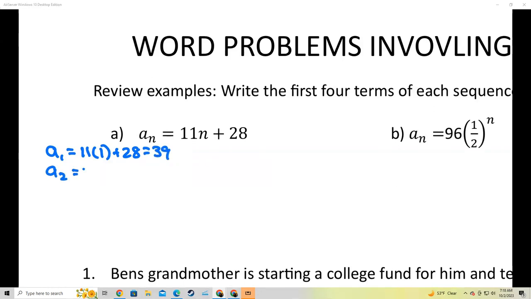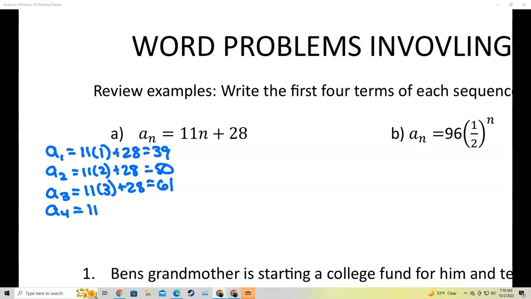To get my second term, I'm going to do the same thing. I'm going to substitute the 2, get a 50. For my third term, I'm going to substitute the 3, get a 61. And for my fourth term, I'm going to substitute the 4 and get a 72. I know I went through that quickly, but we've done this enough times, hopefully, at this point, where you understand what's going on.